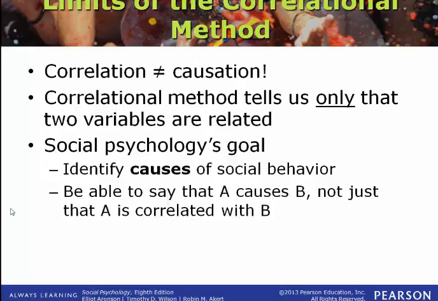So in my previous example about violent crime and ice cream sales, when we're talking about this correlation, it's a very strong, very proven correlation. We can't say that ice cream sales cause violent crime or that violent crimes cause ice cream sales, right?